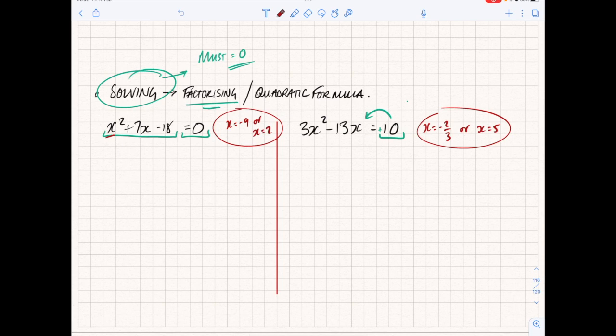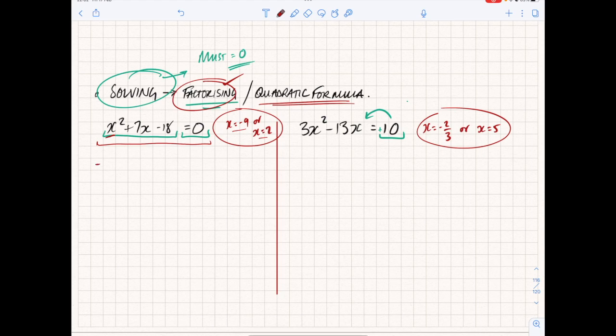Okay, so we've spoken about that factorising part, so now we're going to talk about how we solve by using the quadratic formula. So if you're ever stuck and think you can't factorise a quadratic, you could always use a quadratic formula. It will work for any quadratic equation. Again, making sure it must equal 0. So let's go back to this question here. We know the answer should be -9. We know the answer should be 2. So let's just see what we get.